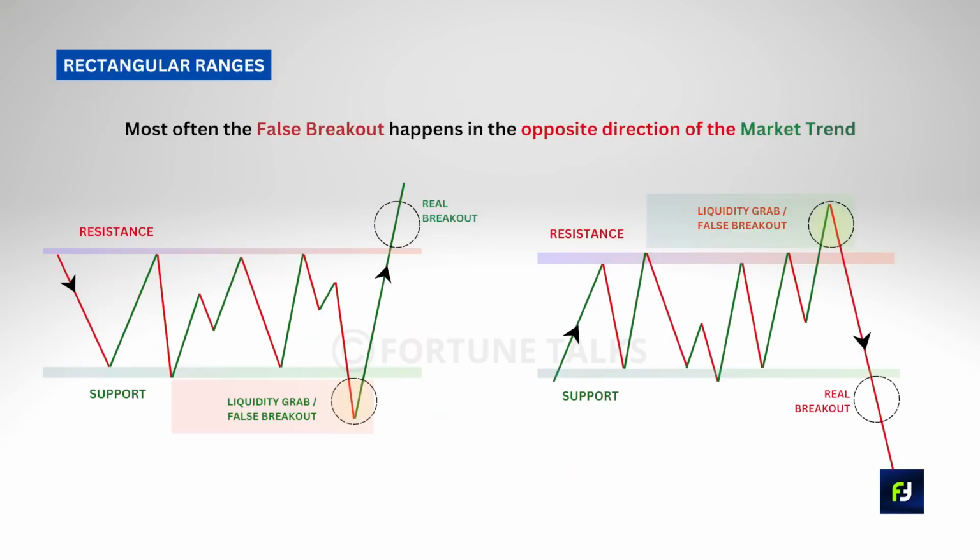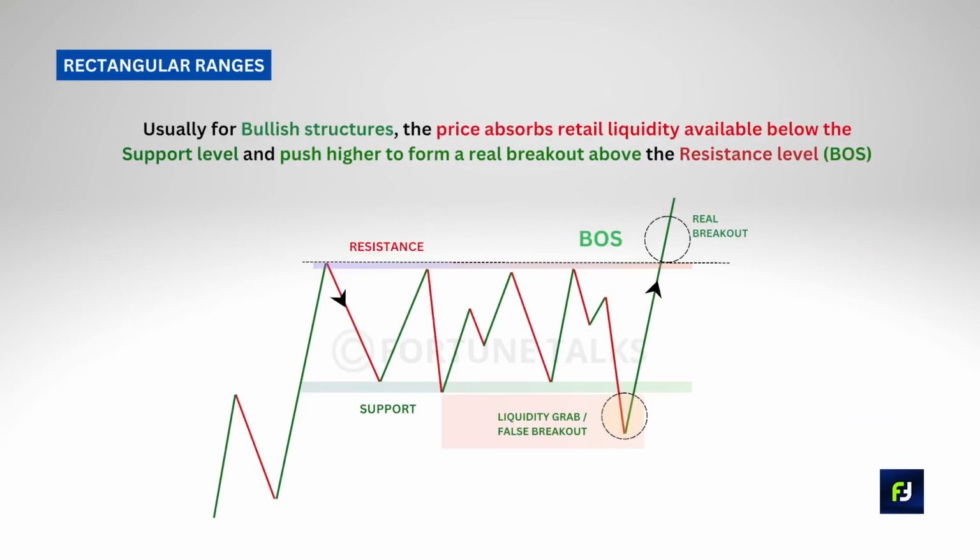A similar approach is seen during consolidations, especially the rectangular ranges. When it comes to rectangle patterns, we have a bottom support level and a top resistance level. So, most often, the false breakout happens in the opposite direction of the market trend. For instance, if the market structure is bullish, then most probably we might see price absorbing the retail liquidity available below the bottom support level and then push higher to form a real breakout above the resistance level.